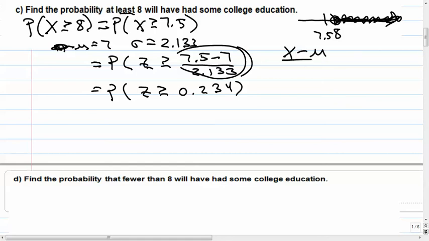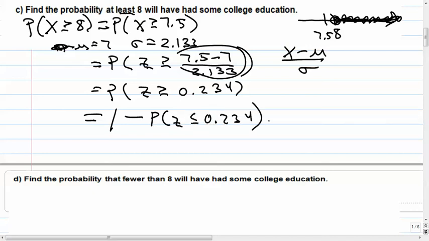X minus mu divided by sigma, right? Okay. So let's see. My next step is I now need to look this up in the table. And again, I'm going to assume you can do this because this is the final. And if you can't get this at this point, I don't know really what to say, honestly. But if you look it up in the table, you're going to find out that this is going to be equal to 1 minus the probability of z being less than or equal to 0.234. Look it up in the table, do your math, and you get the answer as 0.4090. Okay?